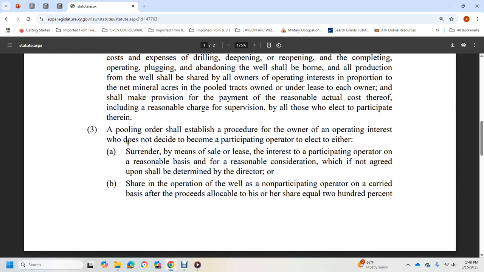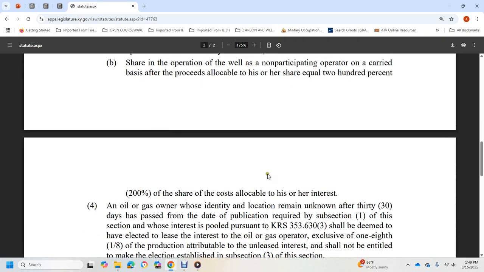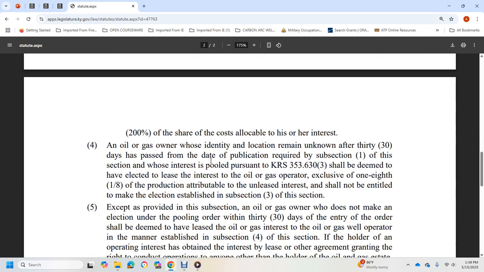Procedure: an owner of an operating interest that does not decide to become a participating operator may elect either to surrender by means of sale the lease interest to the participating operator on a reasonable basis with reasonable consideration, which, if not agreed upon, shall be determined by the director, or to share in the operation of the well as a non-participating operator on a carry basis, to proceed allocable to his or her share equal to 200% of the share of cost allocable to his interest.